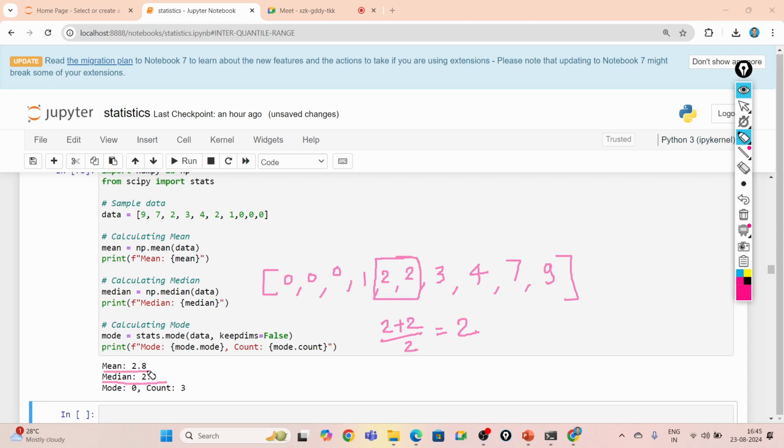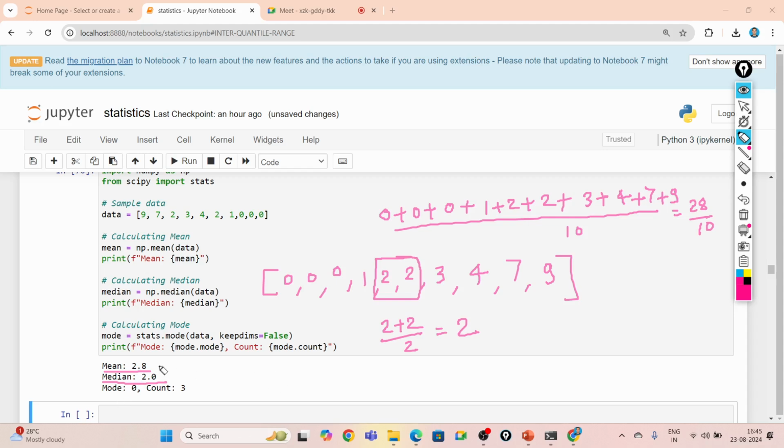What is your mean? Mean will come 2.8. Just add all the elements divided by 10. So as we are adding this, that is 0 plus 0 plus 0 plus 1 plus 2 plus 2 plus 3 plus 4 plus 7 plus 9. This value we have to divide by 10, as the total number of elements is 10. I think this value will come as 28. 28 by 10, the answer is 2.8.